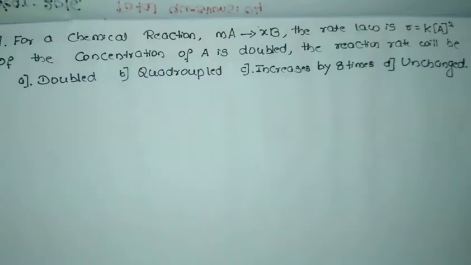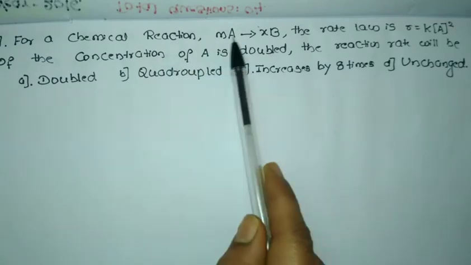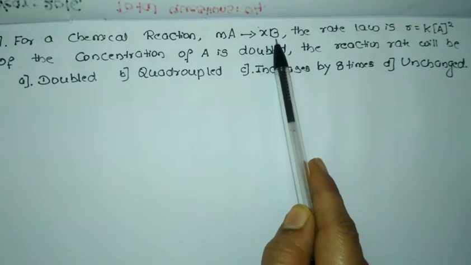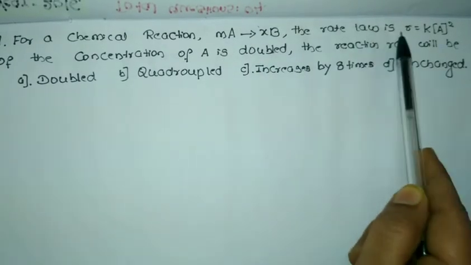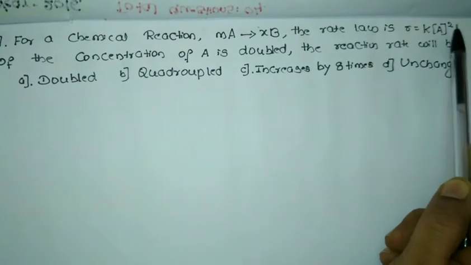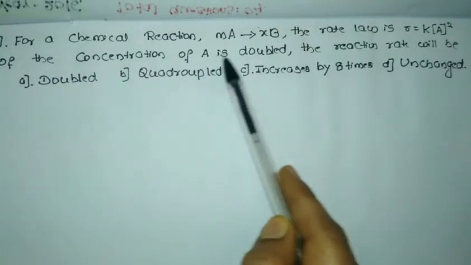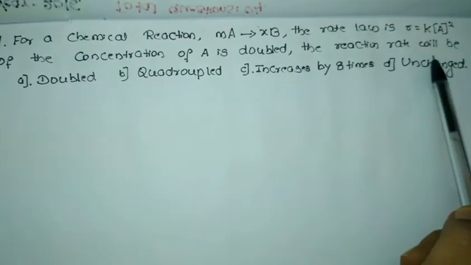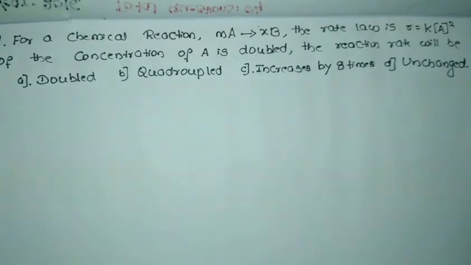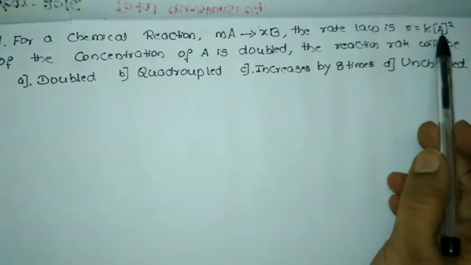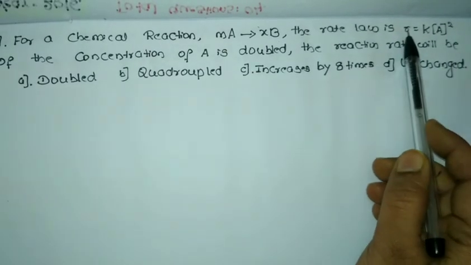2016. So the next question for 2016 is: for a chemical reaction, mA gives xB. M moles of A react to give x moles of B. For this reaction, the rate law is R is equal to K into the concentration of A to the power 2. If the concentration of A is doubled, what will the reaction rate be? Here they have not mentioned first order, second order, anything. Simply they are asking, if the concentration of A is doubled, what happens to the rate of the reaction?